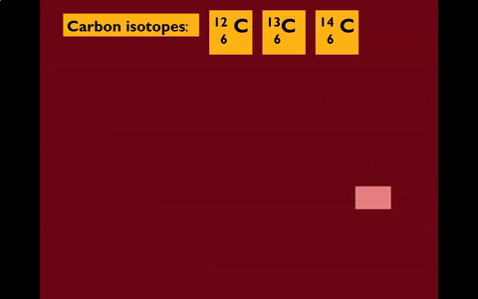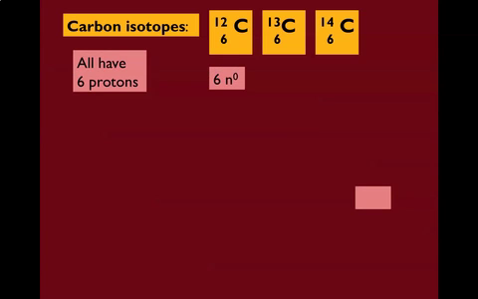We have carbon, which is 12 over 6, 13 over 6, and 14 over 6. We have 3 different isotopes there. They all have 6 protons, which makes them all carbons. And remember, to get neutrons, we can just subtract the atomic number from the mass number. So the first one here, we have 6 neutrons, we have 7 neutrons, and then 8 neutrons. And sometimes these are considered radioactive if they're not very stable.